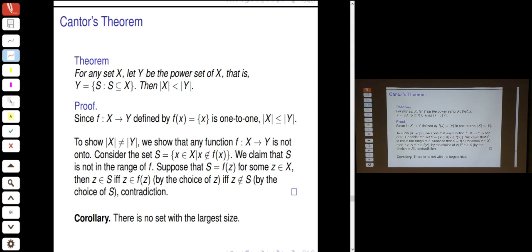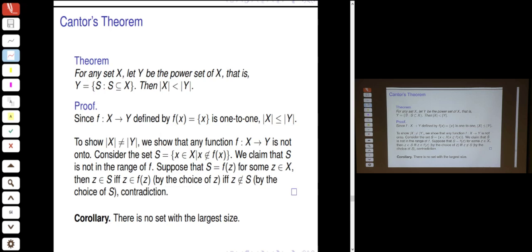I want to show Y is strictly larger than X. So first, let's show Y is at least as large as X. That's the easy part. In other words, we want to see Y has at least as many elements as X. The mathematical way of doing this is to define an injection from X into Y. So therefore, inside Y, you have a copy of X. So Y should have at least as many elements as X.